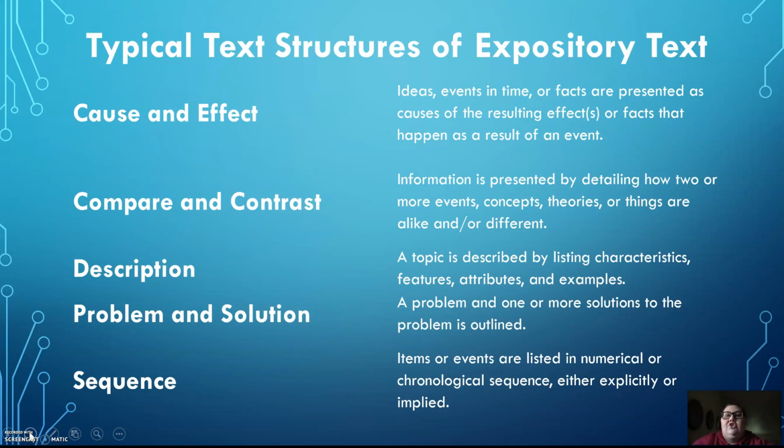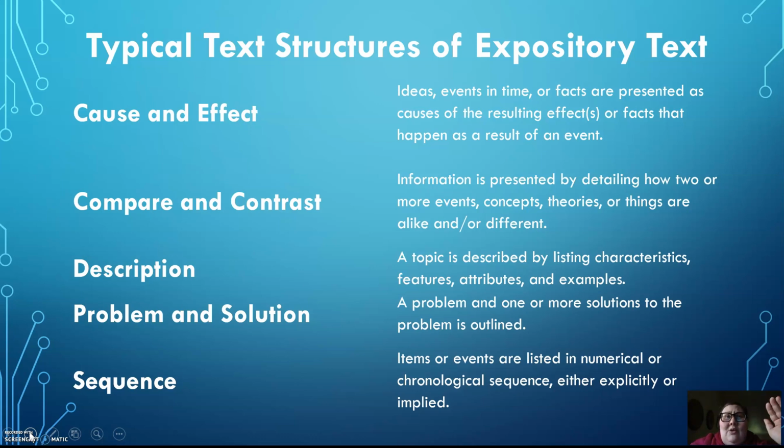Okay, typical text structures of expository text. So there are 5 different text structures. Cause and effect, which is, I feel like if you understand what a cause is and what an effect is, you're going to understand what a cause and effect text structure is. So ideas, events in time, or facts are presented as causes of the resulting effects or facts that happen as a result of an event.